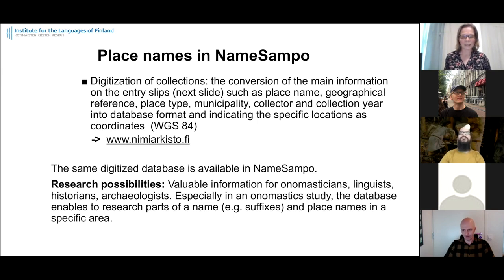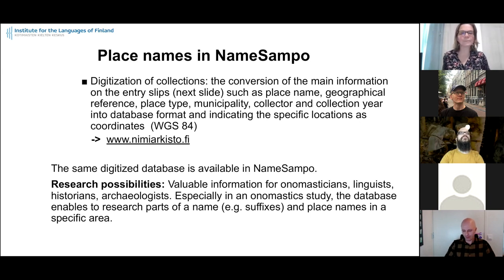In addition to Finnish place names, the database will contain Swedish names, and Sami place names may be in the future. That database is available in the digital archive Nimiarkisto, and so also in Name Sampo. Collections contain valuable information for onomasticians and linguists, as well as for historians, archaeologists, and folklorists, natural scientists. Especially in an onomastic study, the database makes it easier to research parts of a name, like suffixes or so-called generic parts of a name, and also place names in a specific area.